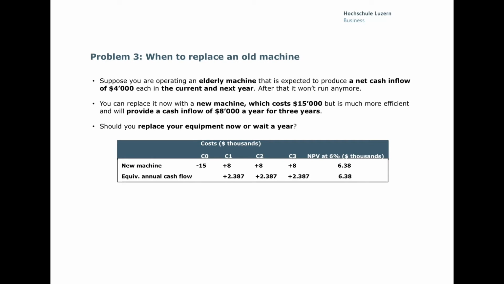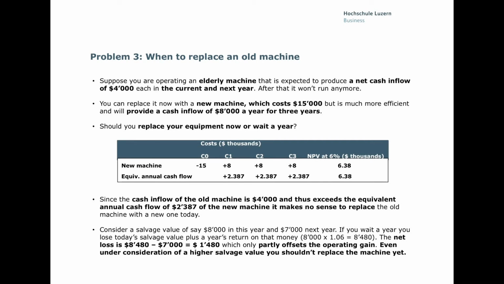In order to answer this question, we use again the concept of equivalent annual costs. In the table, you see an overview of the cash flow streams and the NPV of these cash flows at the 6% discount rate, as well as the equivalent annual cash flows. Since the cash inflows of the old machine exceed the annual cash flow of the new machine, it makes no sense to replace the old machine with a new one today.